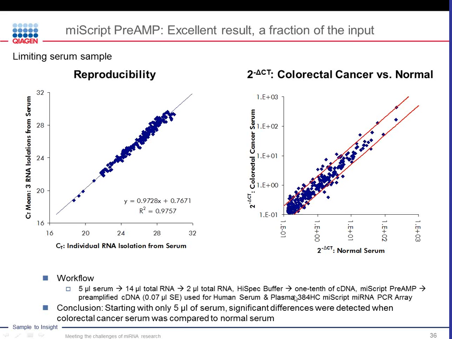384HC array. As far as reproducibility, the method's very reproducible. We have an individual RNA isolation versus the CT mean of 3 isolations, and the CT values fall on a straight line with an R-squared greater than 0.97. And on the right, we have our scatter plot where we compare normal serum levels to colorectal cancer serum levels, and we're able to see microRNAs that are mildly increased in expression as well as decreased in expression.